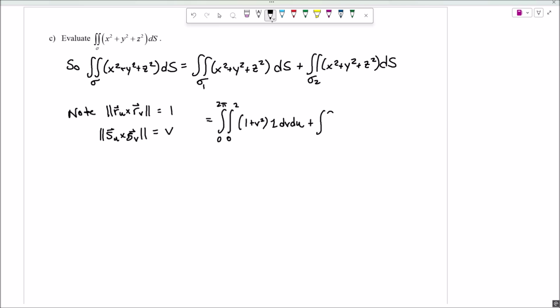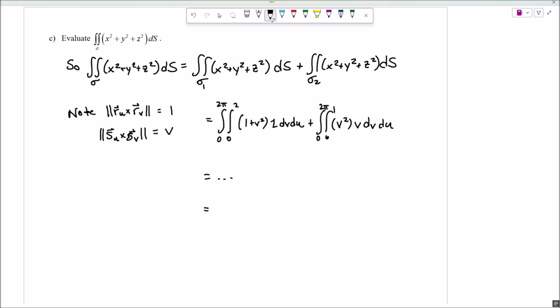My other integral, if I go from 0 to 1 and then 0 to 2 pi, again I'm going to end up with something very similar to before. I'm going to end up with a v squared for my integrand, and then this extra times v. And again, I have this set up as a dv du. Now, I'm not going to go through the calculation of each of these integrals, but I'll tell you the results that I did end up with.